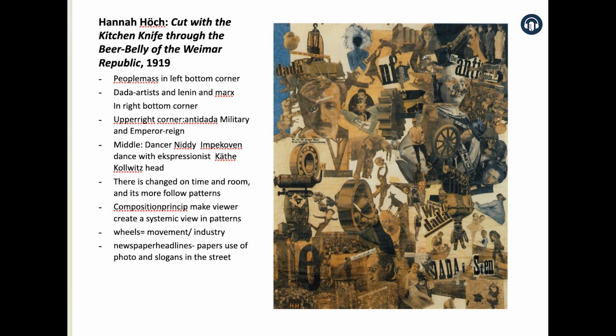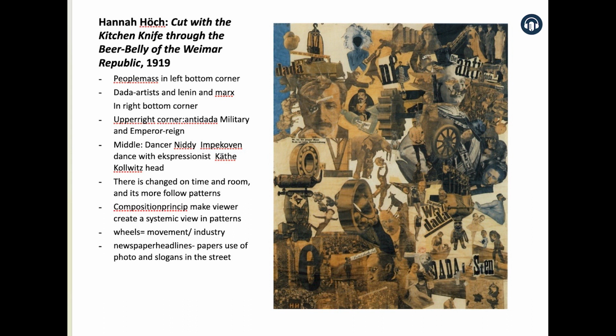And here we look at a collage classic, Hannah Höch's "Cut with the Kitchen Knife through the Beer Belly of the Weimar Republic" from 1919. You can see a people mass in the bottom left corner, and a Dada artist and Lenin and Marx in the bottom right corner. In the upper right corner, anti-Dada, military and emperor. And in the middle we see the dancer Niddy Impekoven dancing with the expressionist Käthe Kollwitz's head.